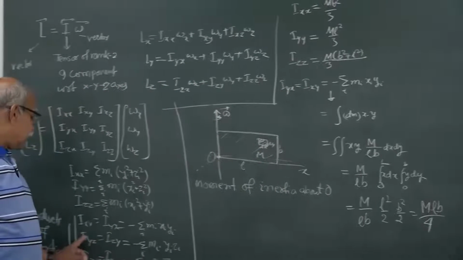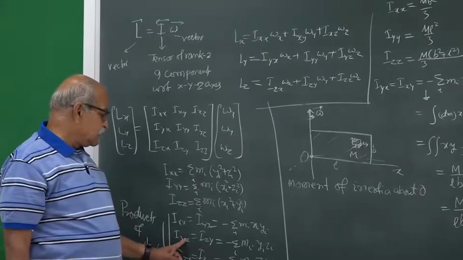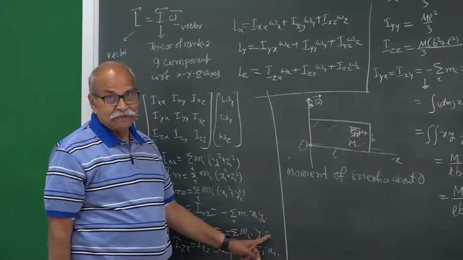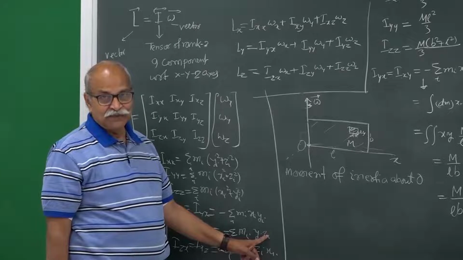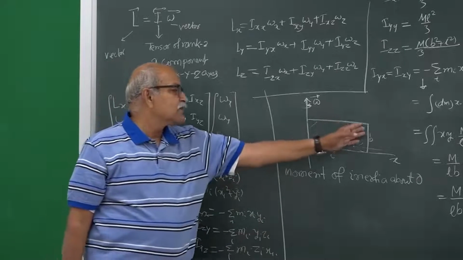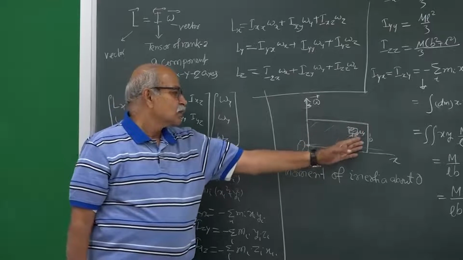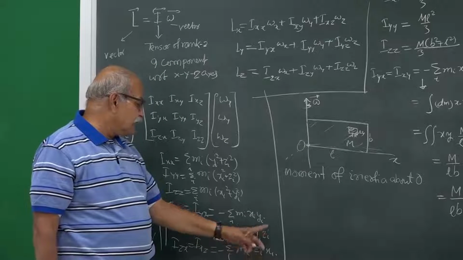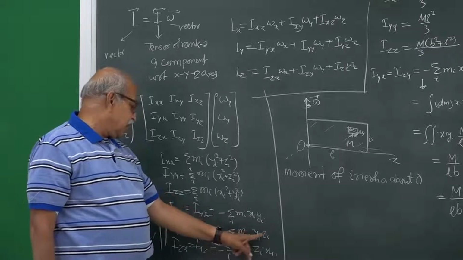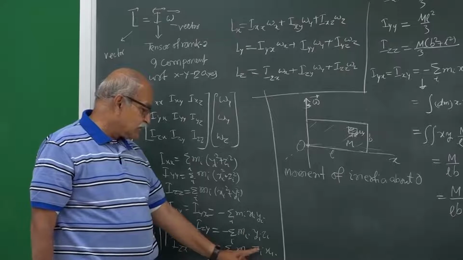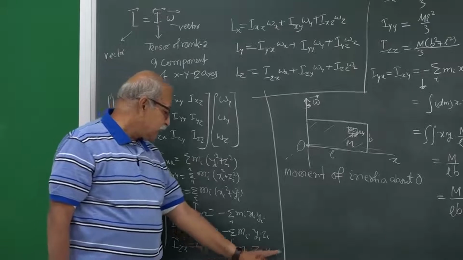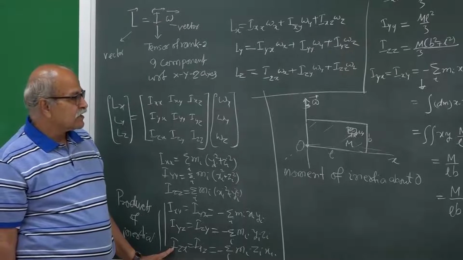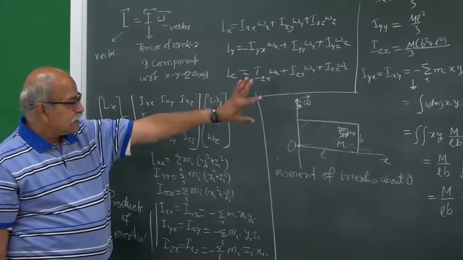And what is Iyz? In Iyz you will have m_i, y_i, z_i, and z_i is 0 for all particles. Z coordinate is 0. Okay. This whole thing is in the xy plane. So, z is 0 for every particle of this plate, and therefore this is also 0. So, the only product of inertia terms are Ixy and Iyx.